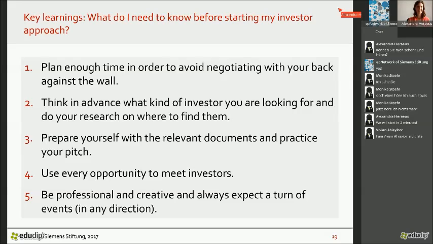Okay, and that's basically already it, and we just have some key learnings here listed up that I quickly want to go through before you can take the questions. First point, definitely take enough time, plan enough time, because it's always better if you have some room for maneuvering than by standing with your back against the wall and also having to tell the investor, if you don't provide me the money in the next 4 weeks, I will have to close down my company.